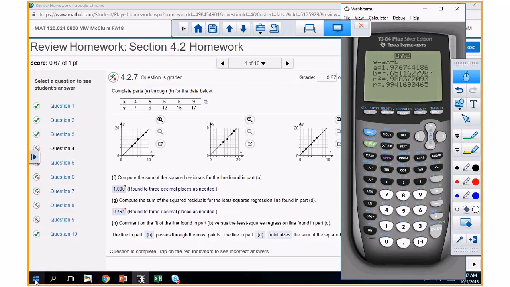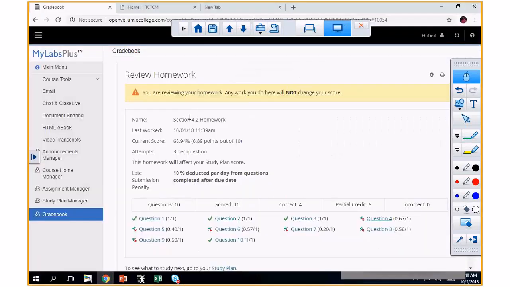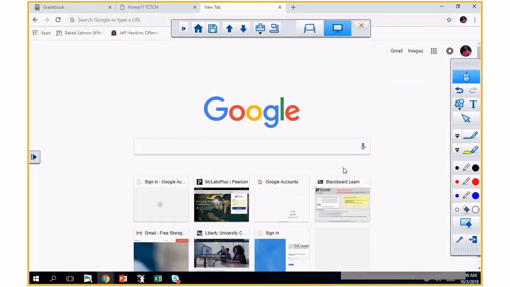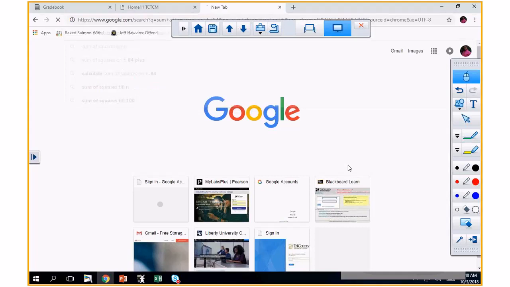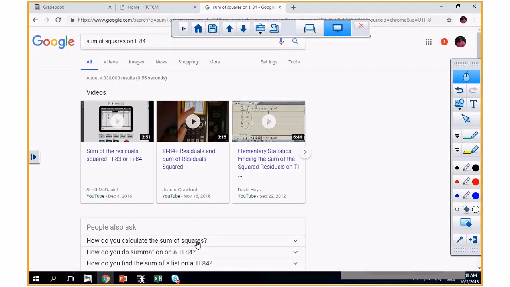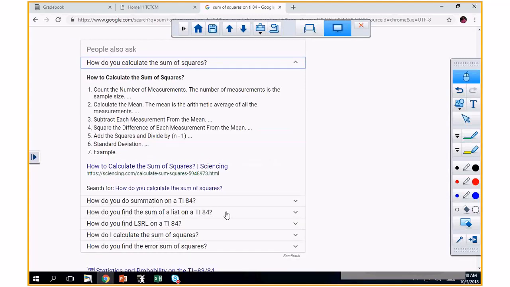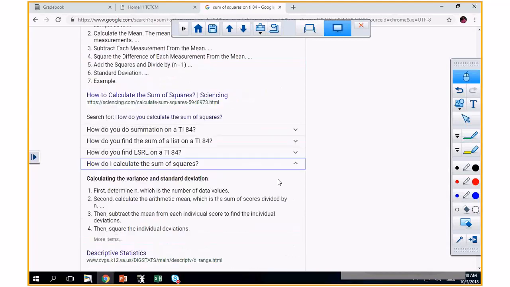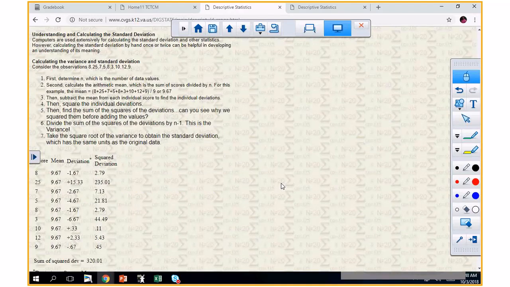All right, let's go here and find out what to do to find the sum of squares on the TI-80. Of course, y'all can do this, but it's a lot of work. You have to hit a button. All right, sum of squares on TI. How to calculate the sum of squares. Calculate the mean, subtract each, we're not doing that. How do I do summation? Okay, I'm going to have to research it and see. There's got to be a way. No, doesn't look like it. Looks like you have to do it by hand.